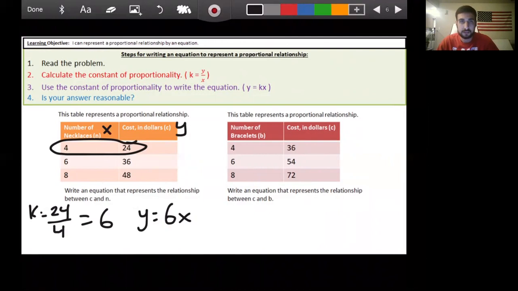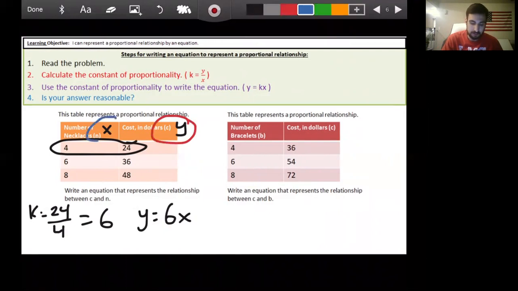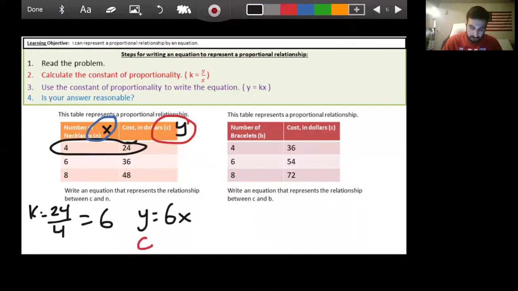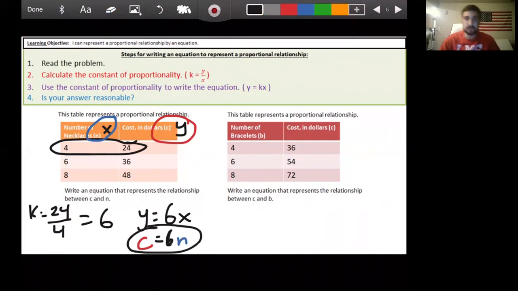However, I'm not done here. I notice right away that c is really y and n is really x. So my next step here is just to substitute these. So we'll have y, which is really c, is equal to 6, and x is really going to become n. So the final equation we're going to have here is c is equal to 6n.